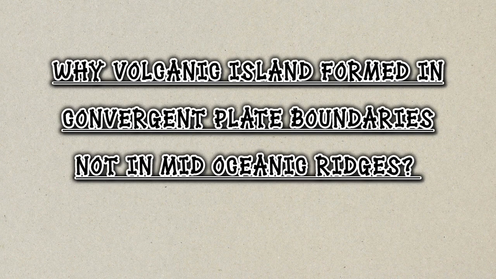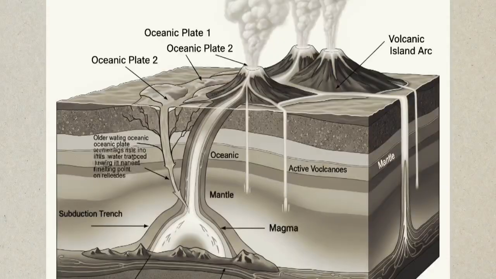Now there is one doubt here, or you can say one question that should come to our mind. That is, why are volcanic island arcs formed when there is oceanic convergence, but when there are mid-oceanic ridges, there are no volcanic island arcs? Why? In both processes, magma continues to flow out, right? Then why are there no volcanic islands at mid-oceanic ridges? The answer is very simple.